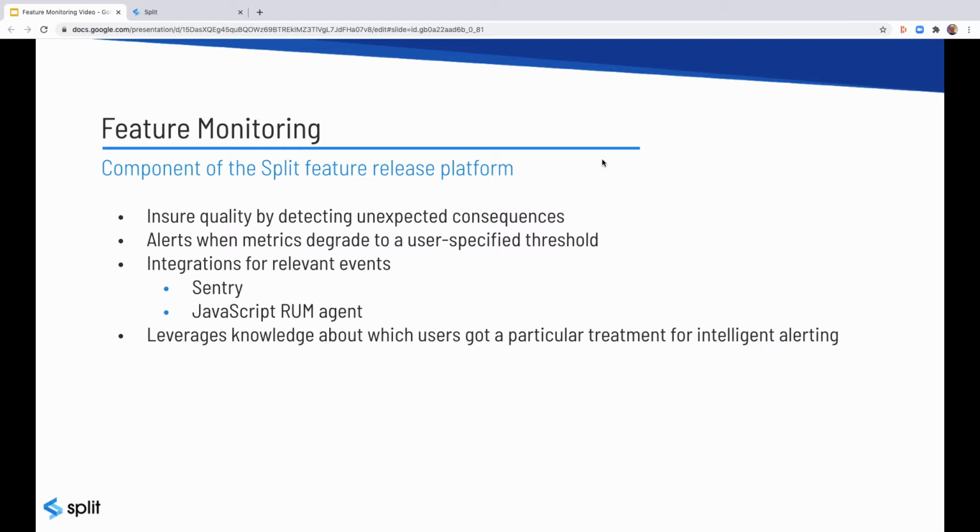It is fed with events from various integrations. One, Sentry for detecting errors. There's also a Split JavaScript RUM agent that provides information about page load times and so forth. I should note that any event fed to Split can be part of a metric that you can alert on, but in particular, those integrations provide for events from performance-related metrics.